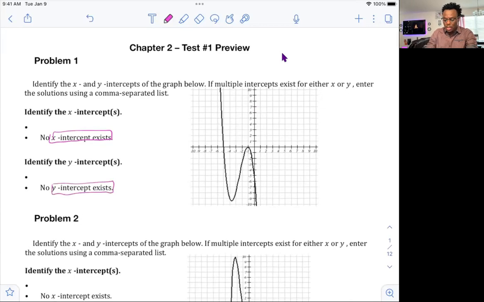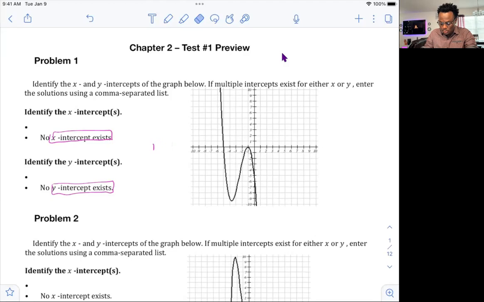a y-intercept. On a test, for example, since this is a test review, I want to warn you that if you do not give me an ordered pair in the form x, y like this, I will not give you credit. So you need to give me an intercept, which means an x coordinate and a y coordinate. That means the point or the ordered pair at which the graph intercepts the x or the y axis.